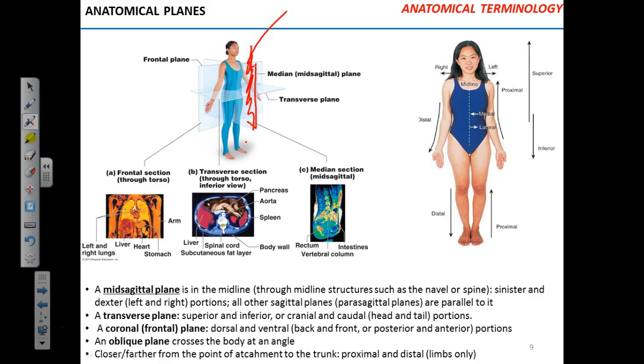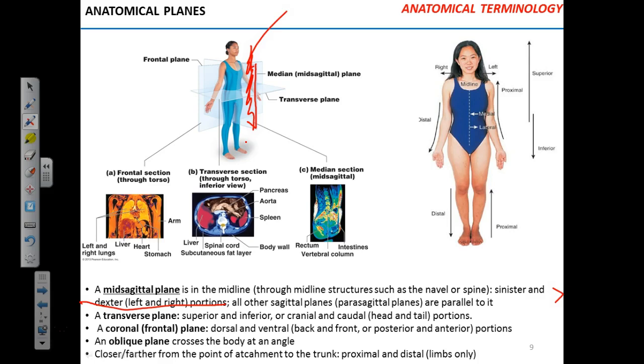Now, not only do we need to know the anatomical terminology, sinister and dexter, we also need to know the directional terminology. How do you talk about body parts and their relative position towards each other? So, the midsagittal plane allows us to use the terms lateral and medial. Lateral is farther from the midline, and medial is closer. Now, let me give you an example. So, my ear is lateral to my eye. Does that make sense?